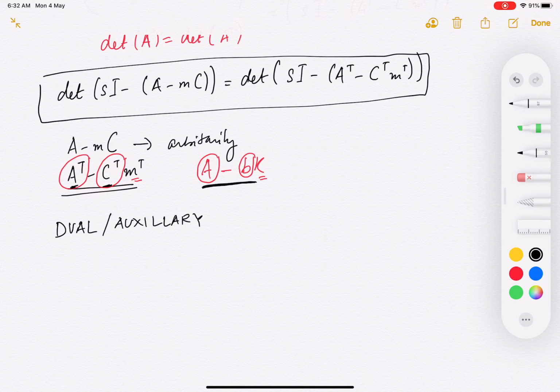So I'll write this more clearly. Suppose you have a system which is the dual or the auxiliary of the original system. Your original system, or the plant, is x dot is equal to Ax plus Bu. We are talking about this throughout. y is equal to Cx, and you are trying to design an observer for this, and the control law which you would actually implement on this would be u is equal to minus Kx.